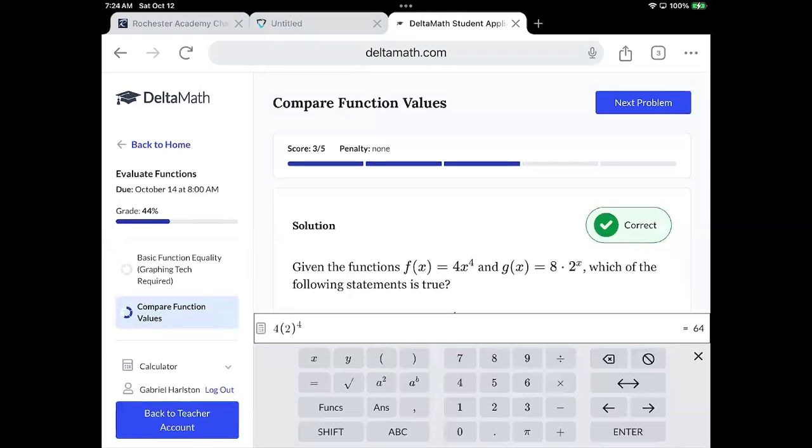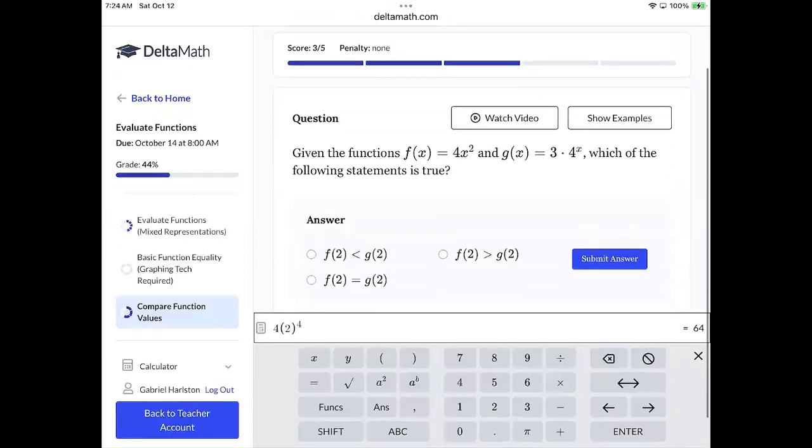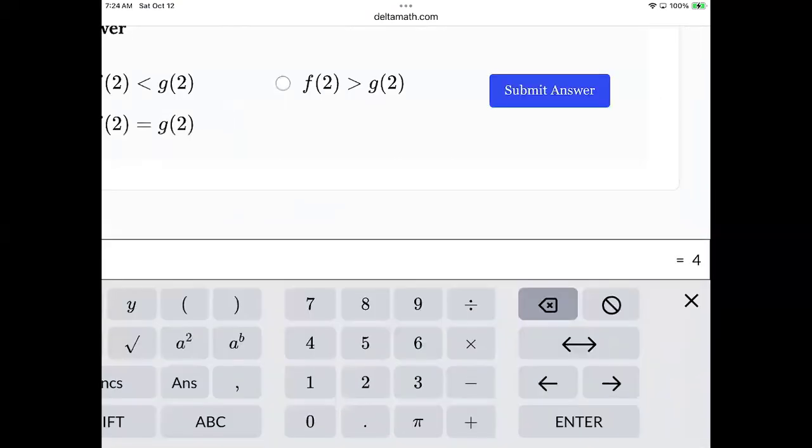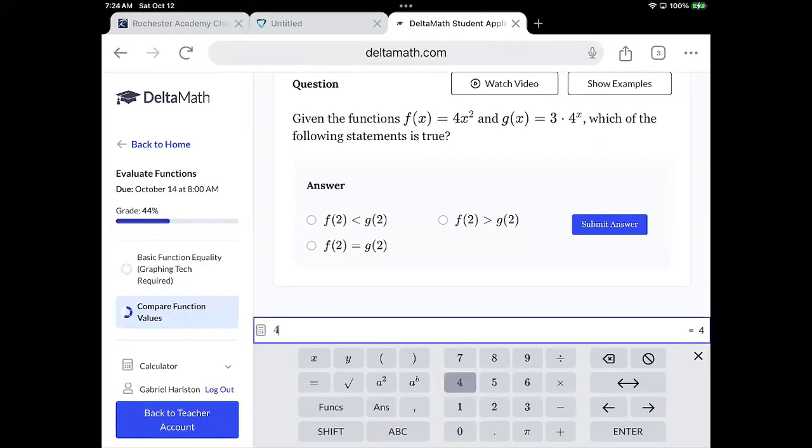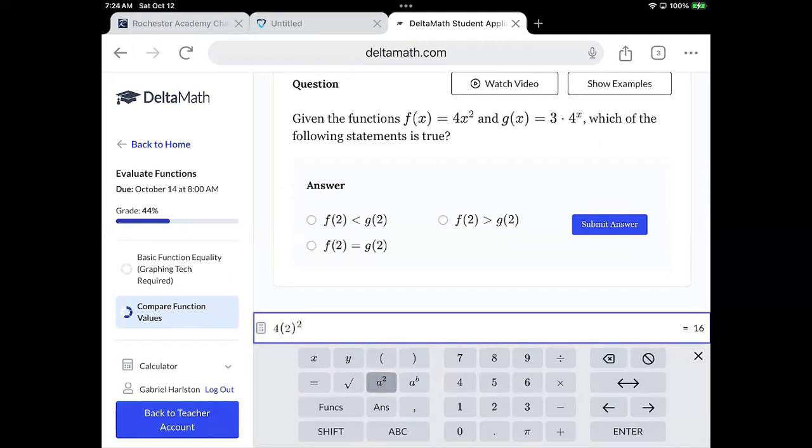All right, I'm going to try to get one more in because that last one was a little confusing. We have two functions here, f of x and g of x. F of x is 4x squared, and g of x is 3 times 4 raised to the x power, exponential. So now I'm just going to get rid of this, and I'm going to do f of 2. So this is going to be 4 parentheses 2 raised to the second power, and that is 16.